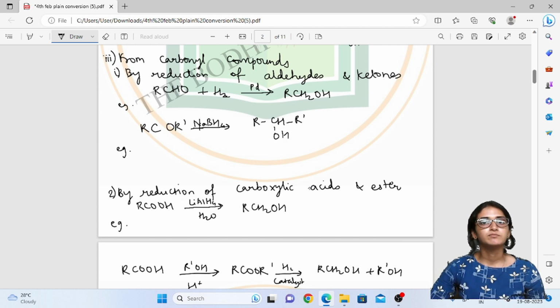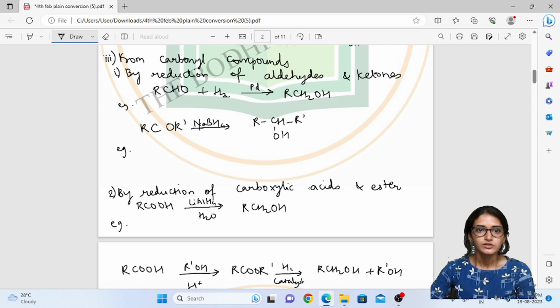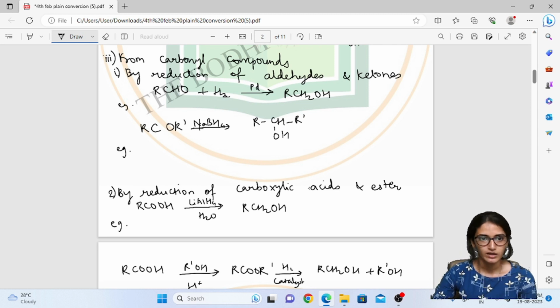Which are the carbonyl compounds? Aldehydes, ketones, carboxylic acids, wherein you have the C double bond O group. So first we will see reduction of aldehydes and ketones. First, the reduction of aldehyde. When we take an aldehyde and carry out catalytic hydrogenation, we get a primary alcohol.